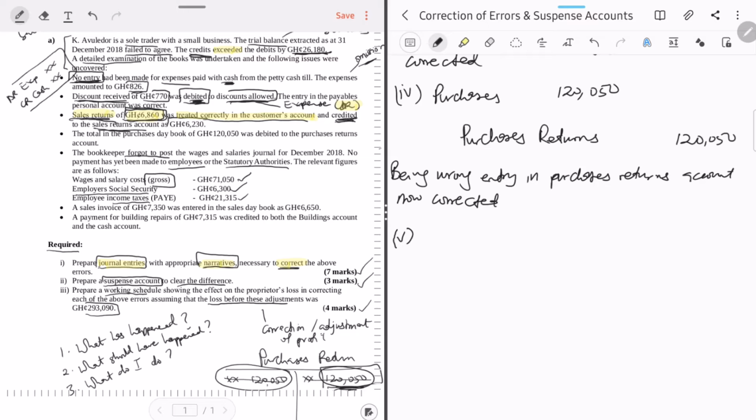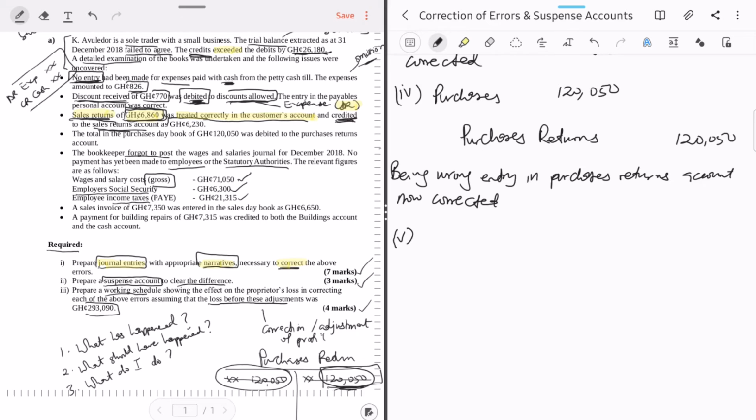We have an employer, or even the accountant, who was required to record these transactions. He did not. So what would you have done if you were the accountant? Let's even start from the payment side. Obviously, we will make payments to some of these authorities.